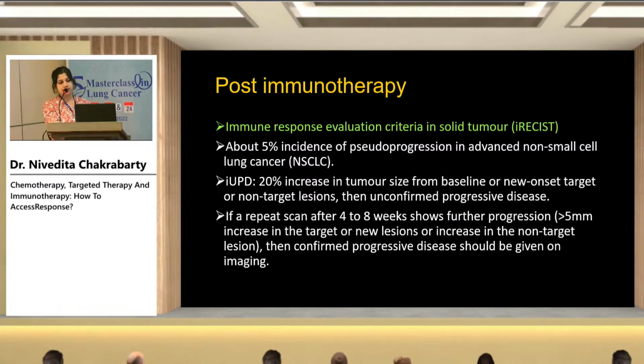So, as per that, there is an iUPD, that is unconfirmed disease progression. So, if on a response assessment scan we see there's a 20% increase in the tumor size from baseline or a new onset target or a non-target lesion, then unconfirmed disease progression should be given in the report. We should not directly label it as progressive disease. If a repeat scan after 4 to 8 weeks shows further progression, more than 5 mm increase in target lesion, new lesions, whether target or non-target, only then a confirmed progressive disease should be given in the report.